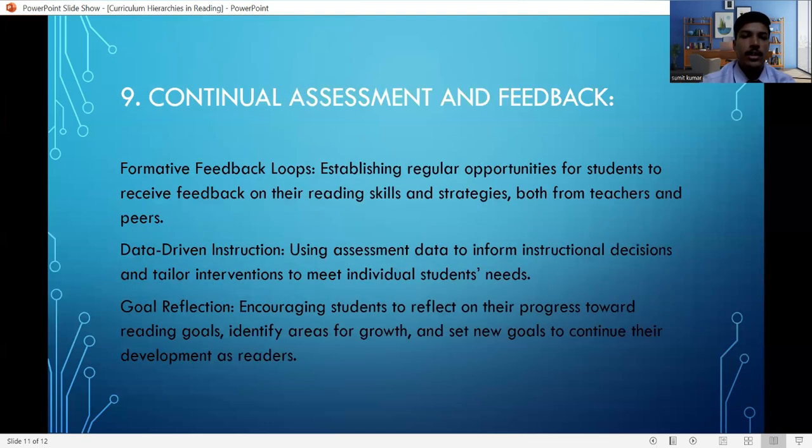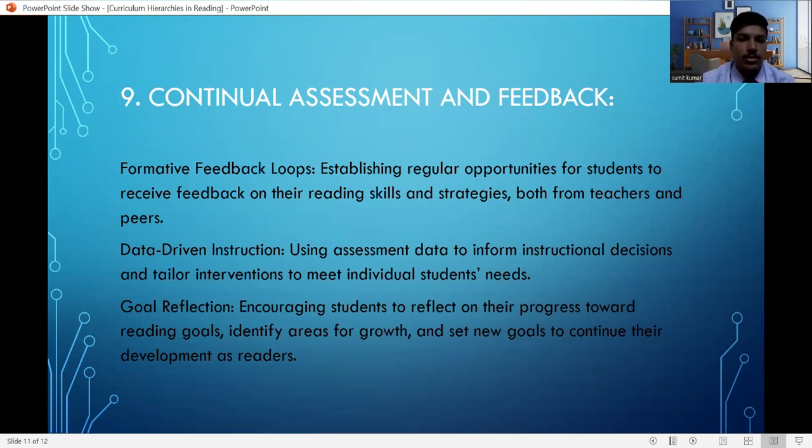The ninth and final stage is continual assessment and feedback. It consists of formative feedback loops, data driven instruction, and goal reflection. So, formative feedback loops are mechanisms used to provide ongoing guidance and support to learners as they progress through a learning process. In simple terms, it is like having a coach who gives you helpful tips and corrections while you are practicing a sport.